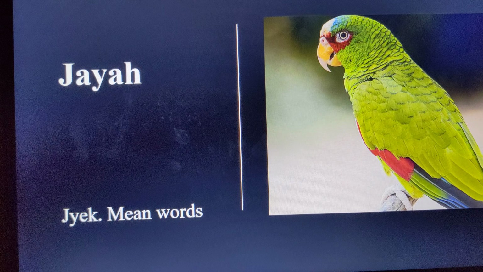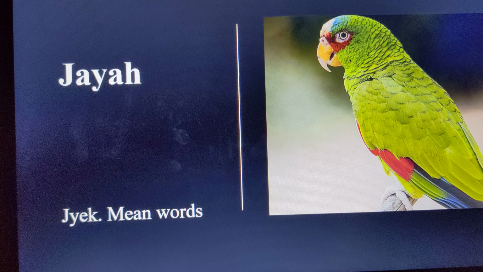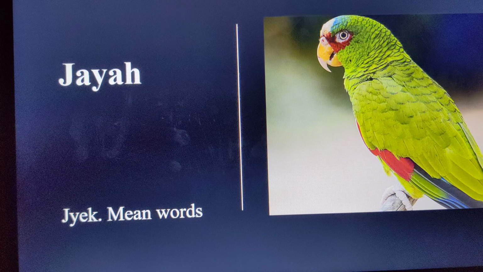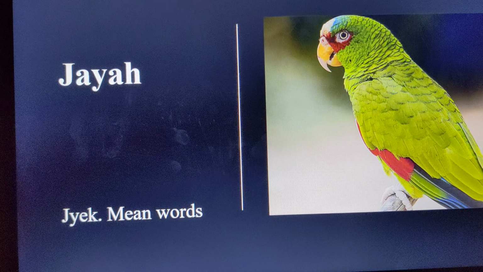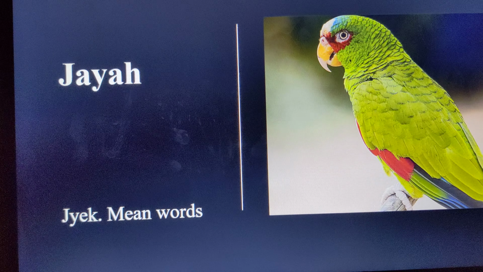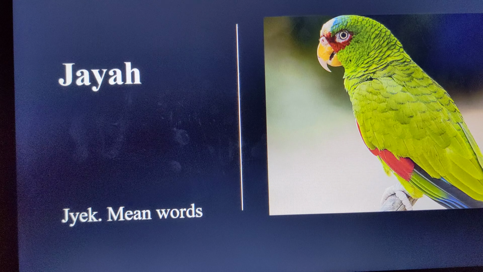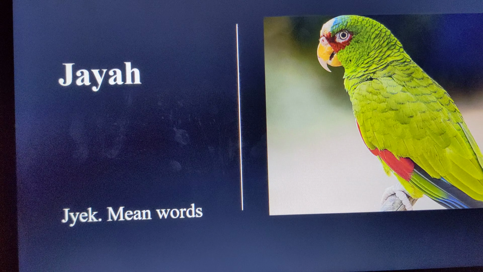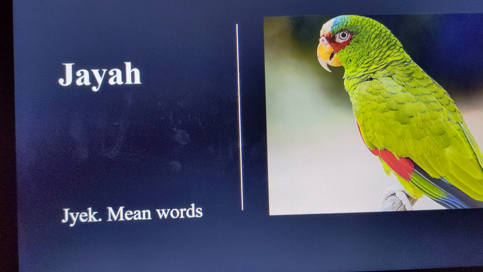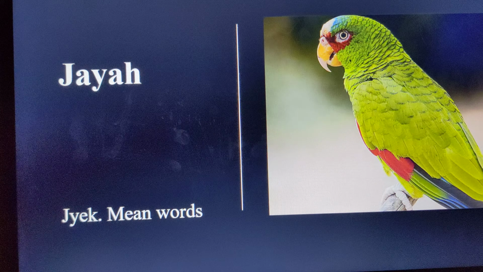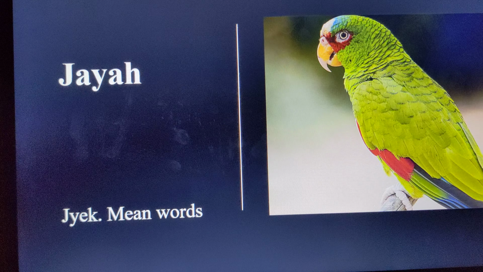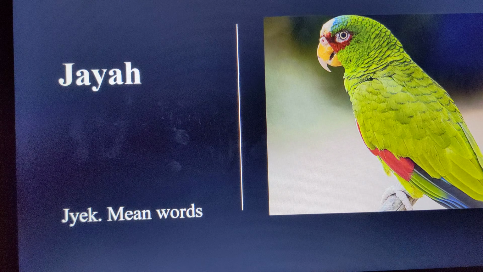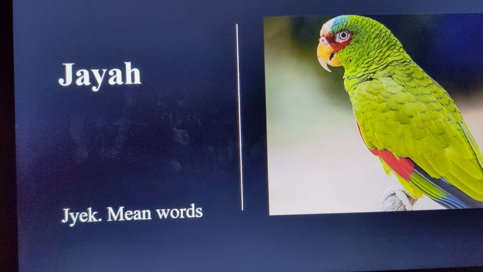Jig. In Maban, jig means words, and it's connected to the character of parrot. Jaya means parrot, and it came out from the words because they like to talk, they like to hang out and chill. So jolly means word, and jig means words.